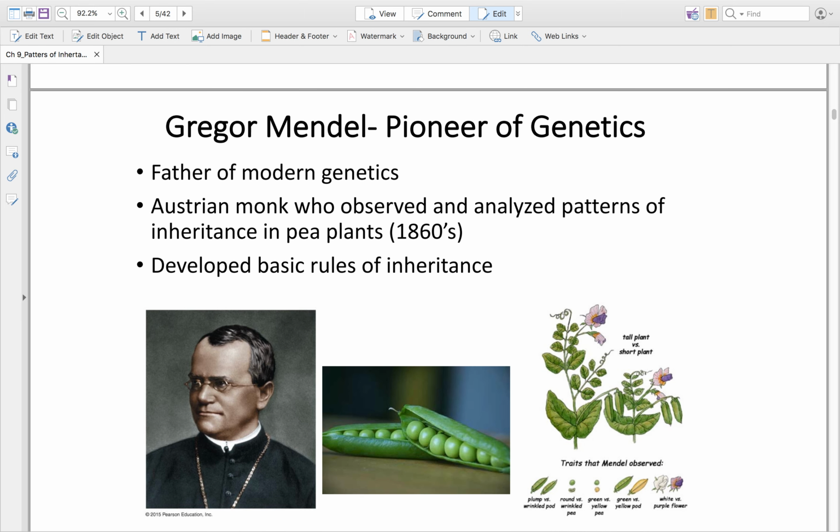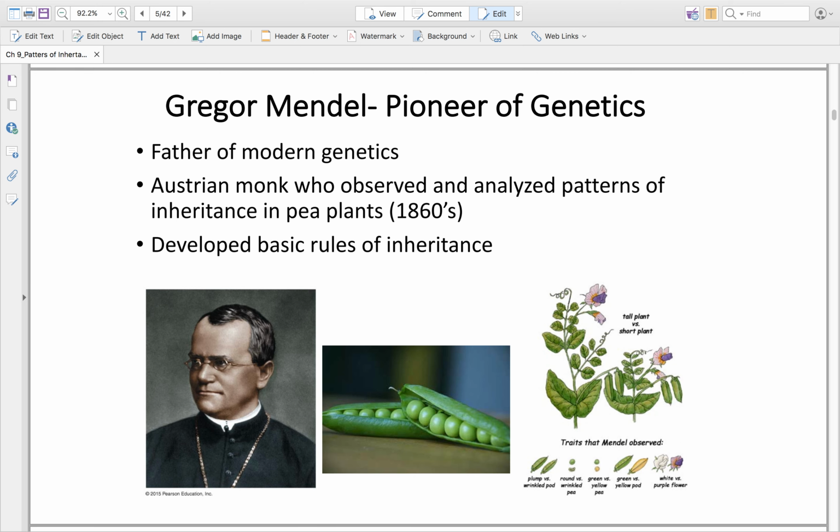Not until Gregor Mendel, who is called the father of modern genetics. This is Gregor Mendel, an Austrian monk who used pea plants, like the peas that we eat. They grow on this type of plant over here. This is the pea plant. He studied everything about them: the pod, round versus wrinkled peas, green versus yellow peas, green versus yellow pods, white versus purple flowers. From studying pea plants, he figured out rules for genetics that we still follow today.